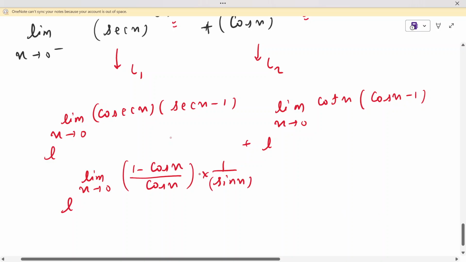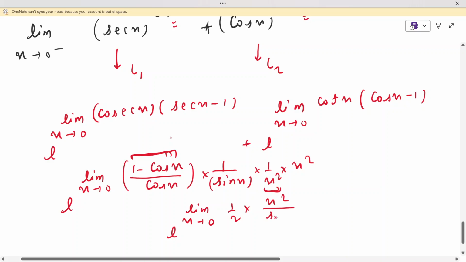Now what I know after that is 1 minus cos x can be replaced by x square by 2, right? Because I will write 1 minus cos x by x square into x square, and this limit, 1 minus cos x by x square, will give you 1 by 2. Now what is left out is e to the power limit x tends to 0, right? This one and this one will combine and give you 1 by 2. Now we simply have x square by sin x into cos x, right? Clear?